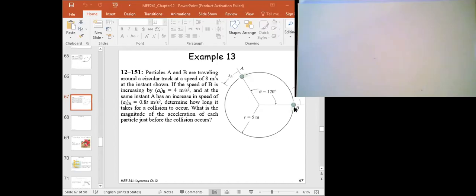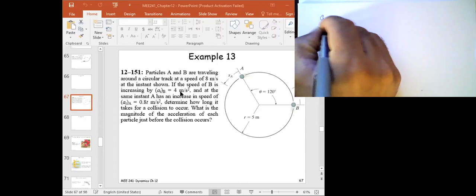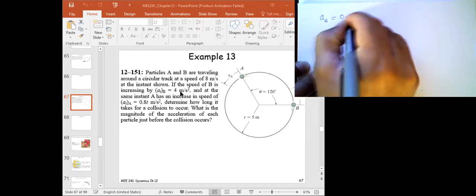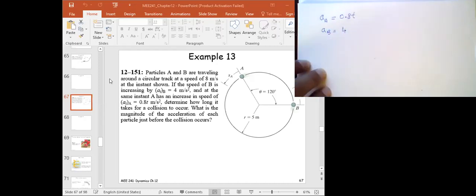So in this problem, we have these two particles, A and B, and they gave us the acceleration of A to be 0.8 t, and the acceleration of B is given to you as 4 meters per second squared. So I want to start by writing the acceleration of A is 0.8 t, and the acceleration of B is equal to 4. All right. So the question is, we would like to find at which time the particles are going to collide. Okay, so as a result of these accelerations, these two particles are going to be moving, and I would like to find out when they will actually collide.